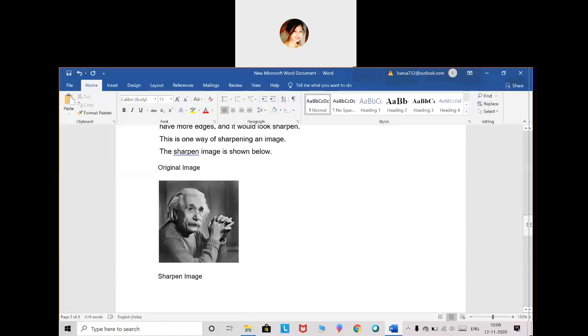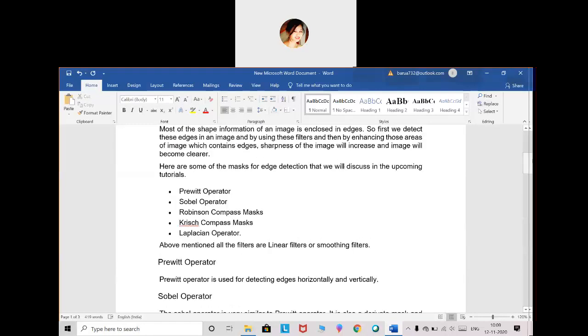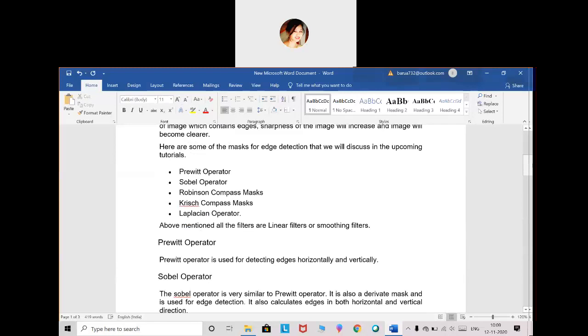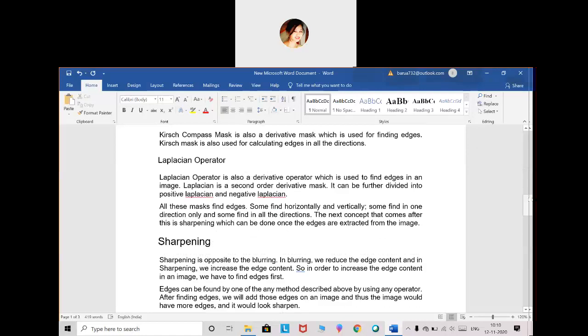This was just a revision part. Just remember, when you are taking an image for edge detection, first you have to detect and extract the edges, and then only you can apply the sharpening technique, right? We have 5 operators and you have to know how to use them. Prewitt and Sobel are used for detecting edges horizontally and vertically. Robinson and Kirch compass masks are used for detecting edges in all the directions. And the Laplacian operator uses second order derivative. This is also used to find the edges.